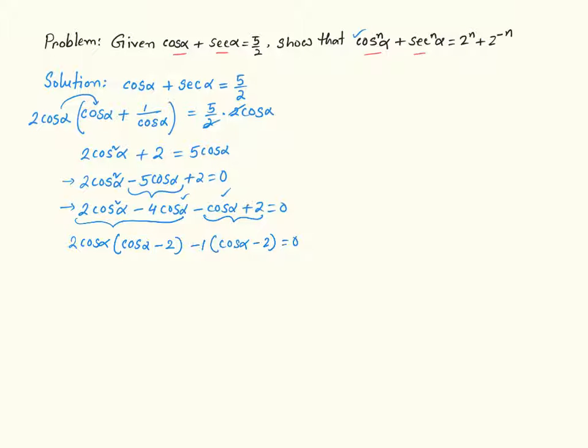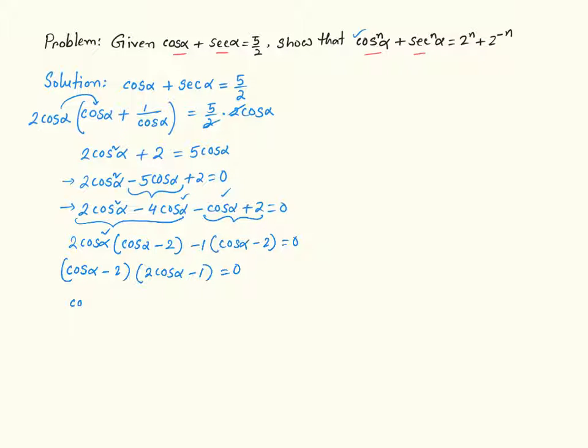So I can factor out cosine alpha minus 2 since it's common to both. Cosine alpha minus 2. If I factor that one out, I'm going to be left with 2 cosine of alpha from the first term minus 1 is equal to 0. Now the product of two factors is 0. So one of them must be 0, right? Or at least one must be 0. Or it could be both 0, but not necessarily always.